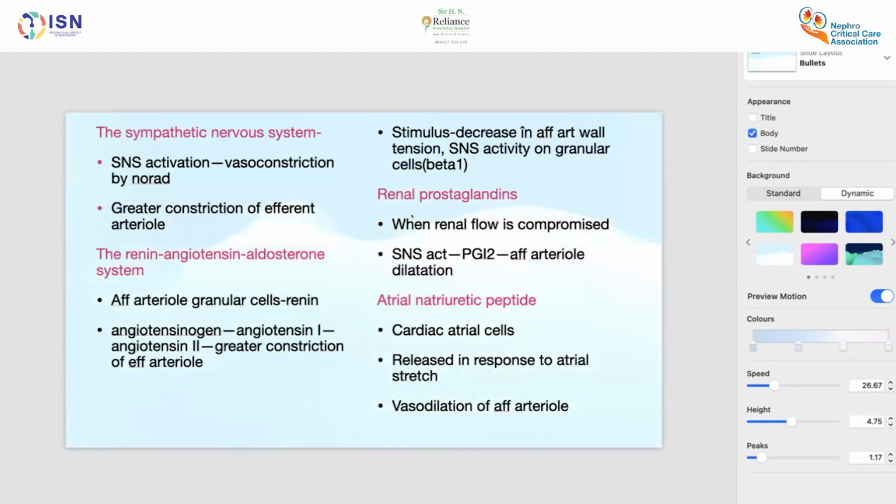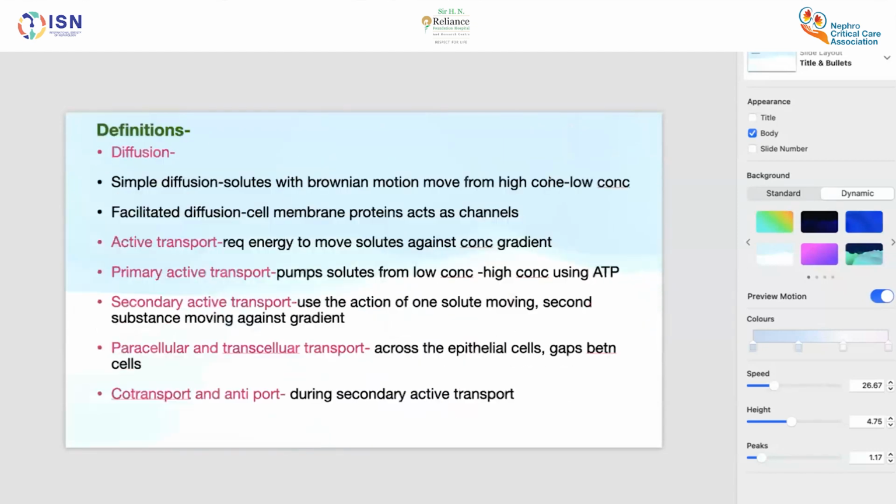The stimulus for renin is a decrease in afferent arterial wall tension, or sympathetic activity on granular cells through beta-1 receptors. Renal prostaglandins play a role in autoregulation when renal blood flow is compromised. Sympathetic system activation causes prostaglandin I2 release, which causes afferent arteriole dilatation. Atrial natriuretic peptide, secreted by cardiac atrial cells, is released in response to atrial stretch. It causes vasodilation of the afferent arteriole, causing increased renal blood flow.